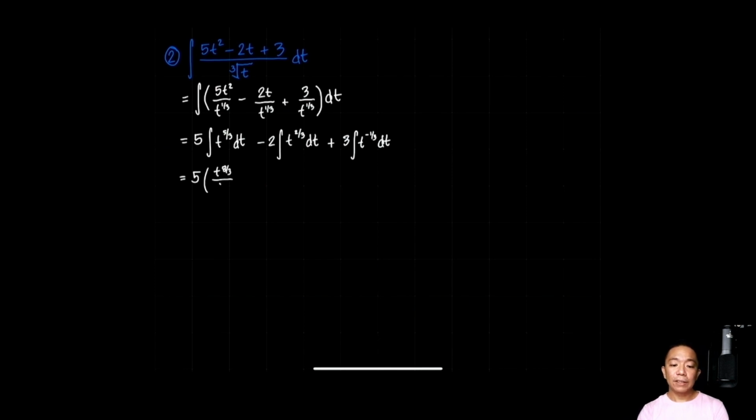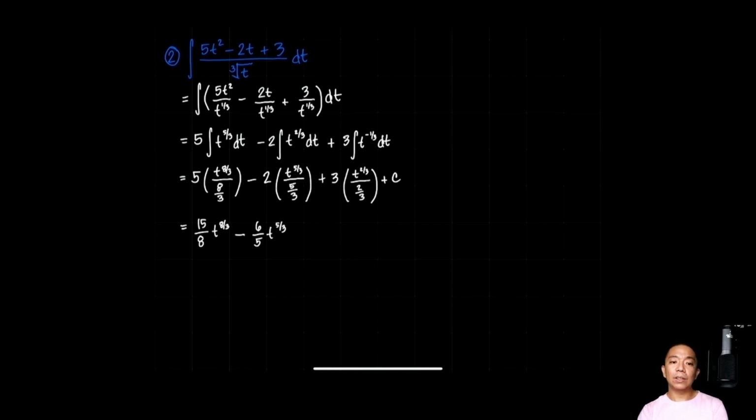So we'll get 5 times t raised to 8/3 over 8/3 minus 2 times t raised to 5/3 over 5/3 plus 3 times t raised to 2/3 over 2/3 plus our constant of integration. And, just simplify this, you'll get 15 over 8 t raised to 8/3 minus 6 over 5 t raised to 5/3 plus 9 over 2 t raised to 2/3 plus the constant of integration. This should be our final answer. We highlight this with a box. You are free to pause this and check kung tama yung sagot. Pero I think okay na tayo for now.